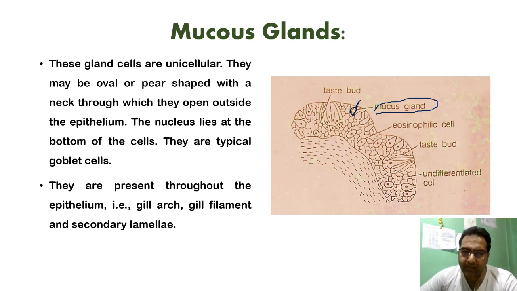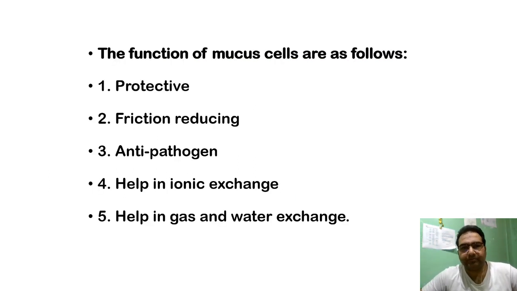They are present throughout the epithelium, that is, the gill arch, gill filament, and secondary lamellae. They are present all over them. As we know, mucus is very important to prevent bacterial infection and to allow the smooth flow of water. That is why whenever we touch the gills, they are very sticky, having a mucus-like substance on them. So the function of the mucus is protective in nature.